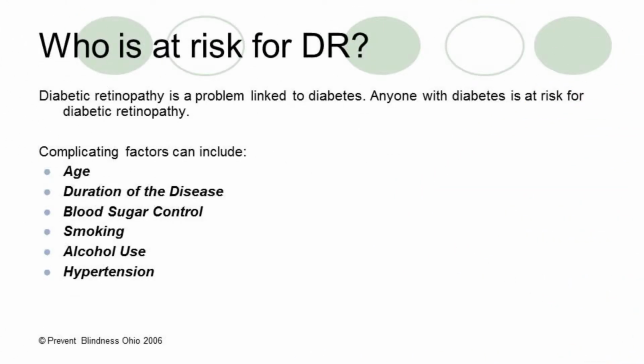All people with diabetes, both type 1 and type 2, are at risk. That's why everyone with diabetes should get a comprehensive dilated eye exam at least 1 time per year. The longer someone has diabetes, the more likely you are to get diabetic retinopathy. Between 40 to 45% of Americans diagnosed with diabetes have some stage of diabetic retinopathy.